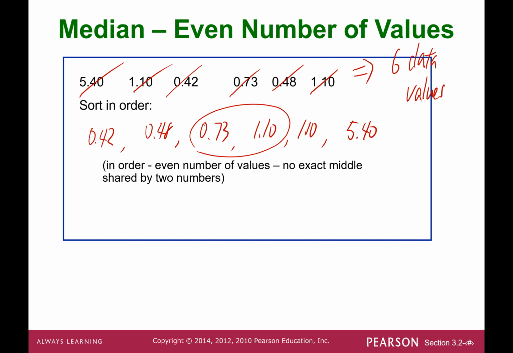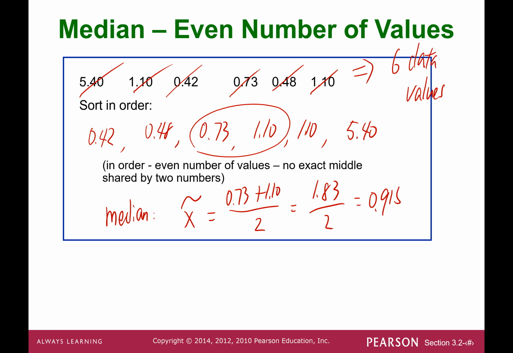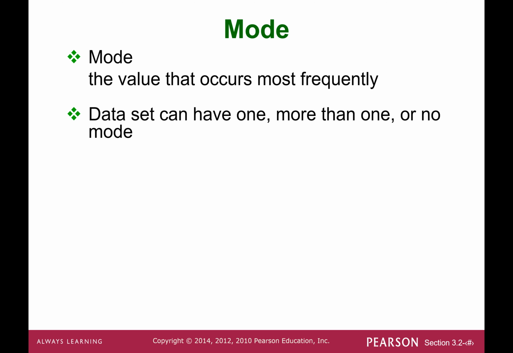So x tilde, the median, is equal to the average of the middle two, 0.73 plus 1.10, divided by 2. So that's 1.83 divided by 2, and this turns out to be 0.915. Okay. All right, so that tells you how to find the median for 2 different cases. And then the mode is the third important term we use to capture the center.